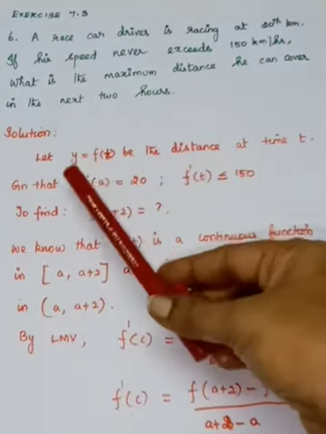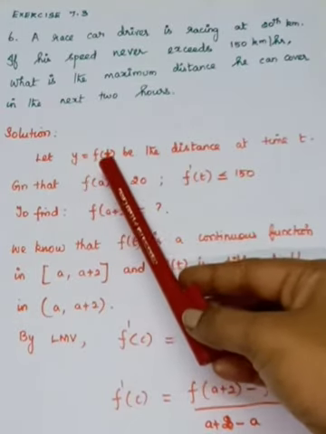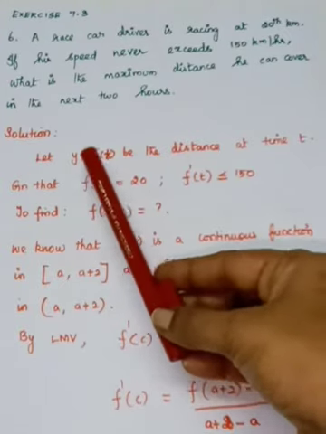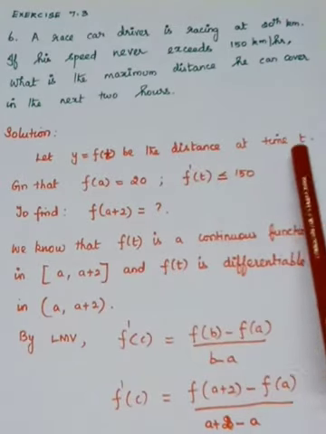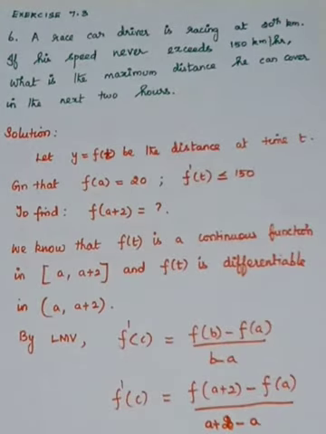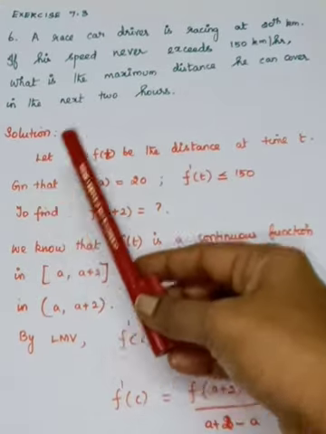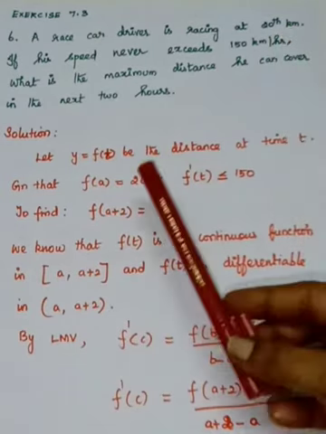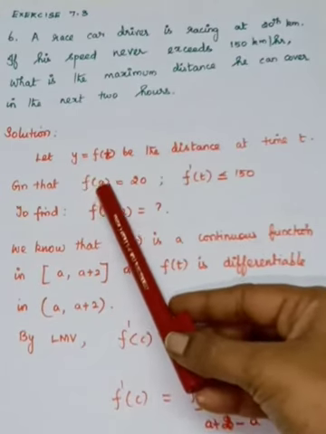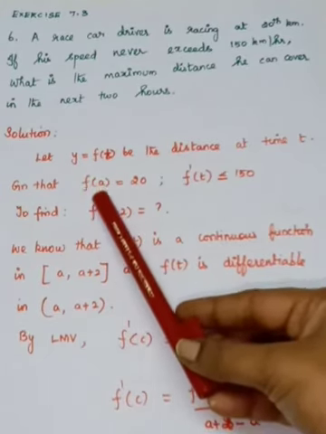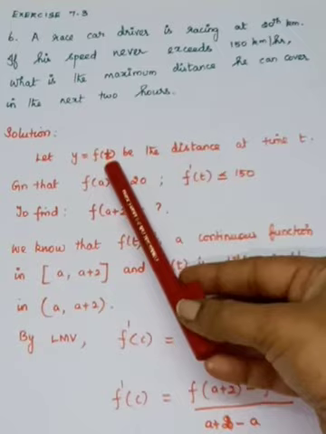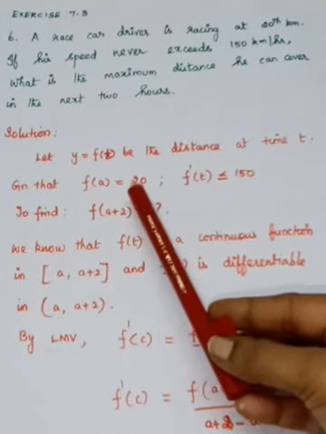So here I have taken y as a function of t. t is time. y is nothing but the distance covered by the car at any time t. Given that, the starting point is the 20th kilometer. He starts at the 20th kilometer. So f of a, where I have taken the time as a, is equal to 20. So 20 is the distance, so we can write f of t.